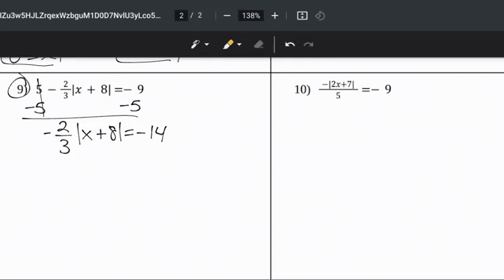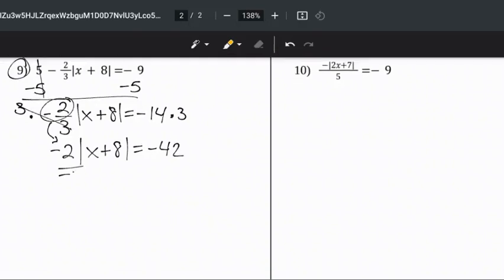Now to get rid of a fraction, well, first we're going to multiply by the denominator. And we are left with negative 2. So that negative sticks with x plus 8 equals negative 42. Now we divide by -2. And when we divide a negative by a negative, it becomes a positive. So we have positive 21.